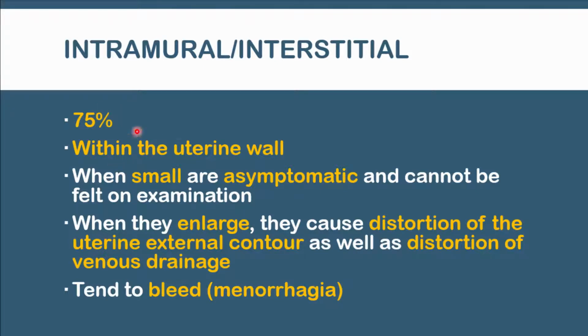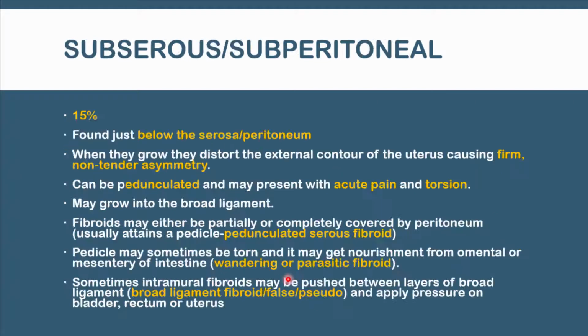They're going to be found within the uterine wall. If this fibroid is small enough, they are going to be asymptomatic, so they won't have any symptoms. And when you examine this patient, you may not be able to pick up anything. But actually, when they begin to enlarge, they may distort the uterine contour, the external contour of the uterus. They may actually distort the venous drainage, so they are going to tend to bleed a lot. And whenever you have these heavy menses, you refer to that as menorrhagia.